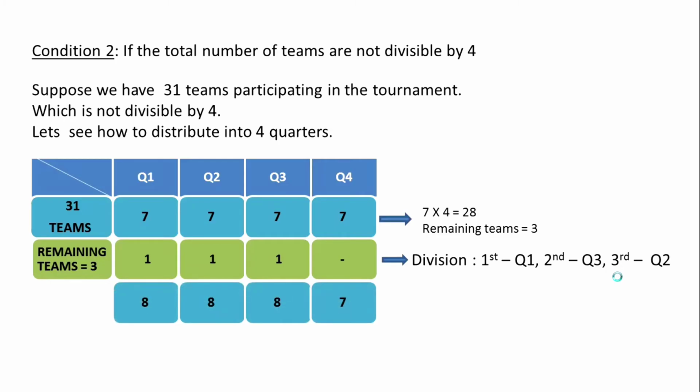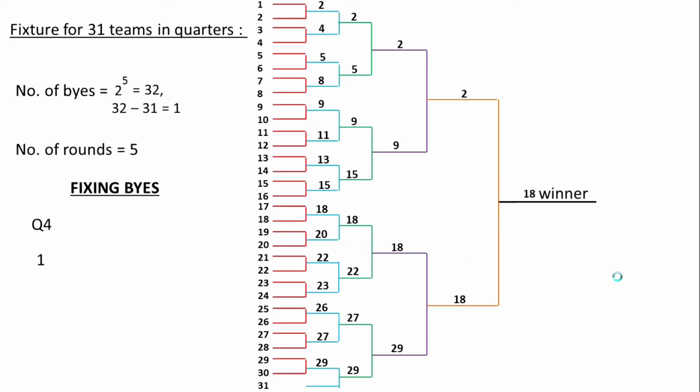Here we can see the first quarter has 8 teams, the second quarter has 8 teams, the third quarter has 8 teams and the last, fourth quarter has 7 teams. So in total we now have 31 teams. And this is the fixture for 31 teams in 4 quarters.